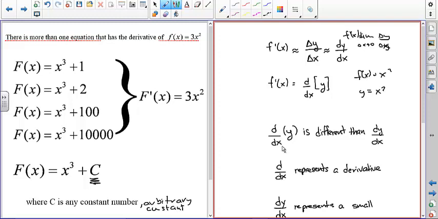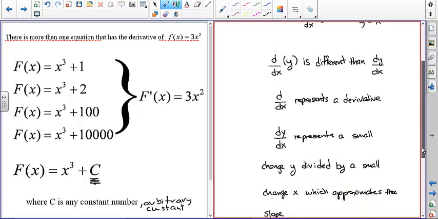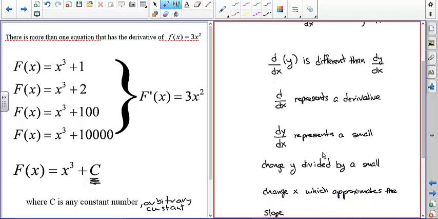So this represents the derivative, and this ratio of dy and dx represents just a small change in y divided by a small change in x, which approximates the slope if we use these as small changes instead of having a d/dx of y. Okay. So they may look the same. We may see dy dx, but depending upon the context, it may be dy over dx, or it may be this form. We just leave the parenthesis out.